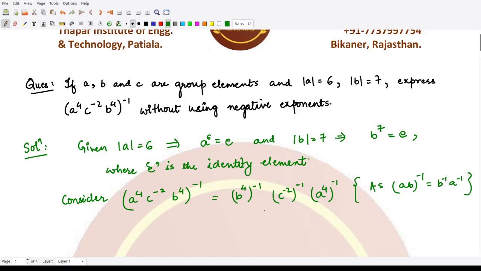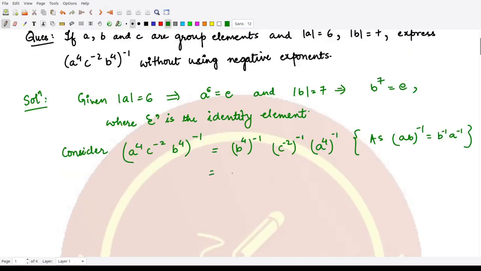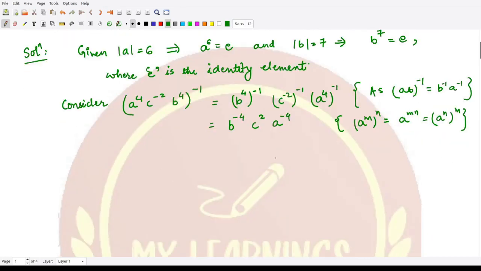This is the thing. So from here you can simplify the powers. You can write it like this: B raised to power minus 4, C raised to power 2, and A raised to power minus 4. Why? Because you know (A raised to power M) raised to power N is equal to A raised to power MN. This is according to the exponent law.